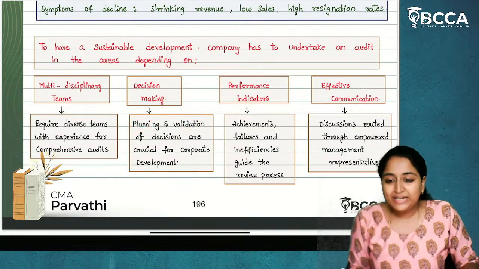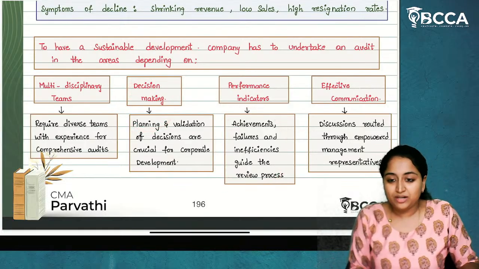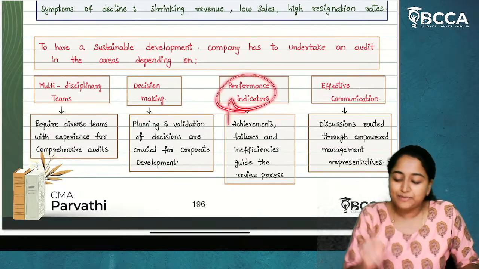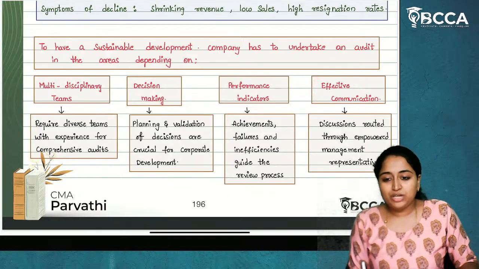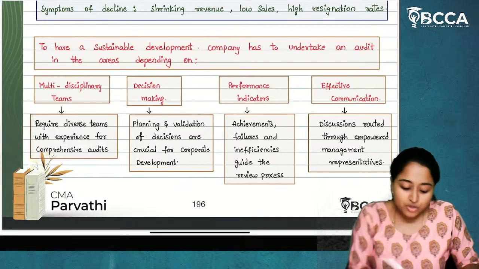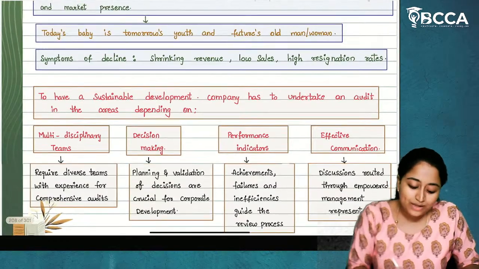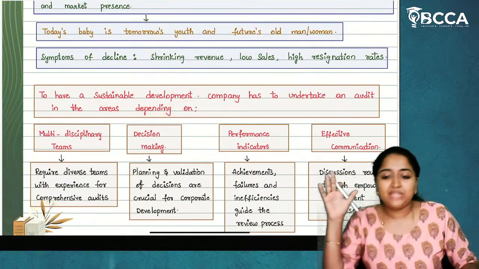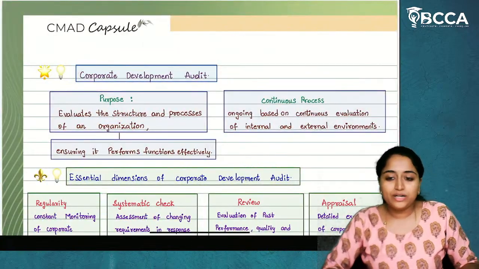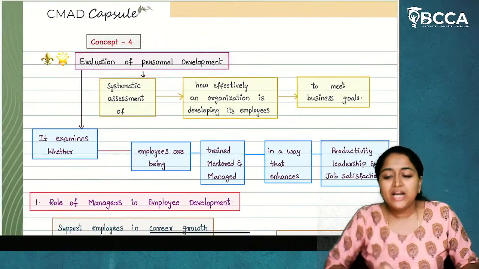Next, performance indicators. Based on planning whatever is done, how it is being implemented, how you are trying to achieve, or if there is any failure, regarding that, the assessment should be done. And effective communication. Always there should be a better communication within the management persons. So if all these characteristics are there when you are going for an audit, then you will have a sustainable development in the organization. So this is regarding the corporate development audit. I hope it's clear. Next is evaluation of personal development.